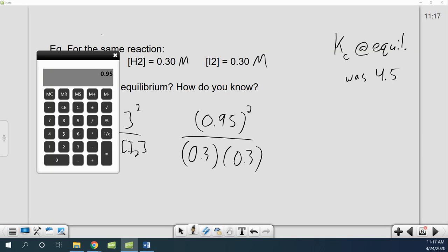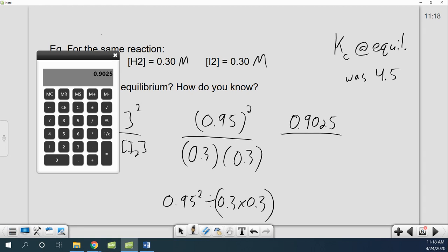0.95. I wish I had a squared button. All right, so I've got 0.9025. Now, the reason I'm doing this in 2 steps is because a lot of times when people punch this into the calculator, this is what they type in: 0.95 squared divided by 0.3 times 0.3, because it's dividing by 0.3, right? That's not going to work because of order of operations. You'll get the wrong answer, not because your chemistry is wrong, but because your calculator didn't take into account order of operations. You got to put the brackets in there if you want it to work on your calculator.